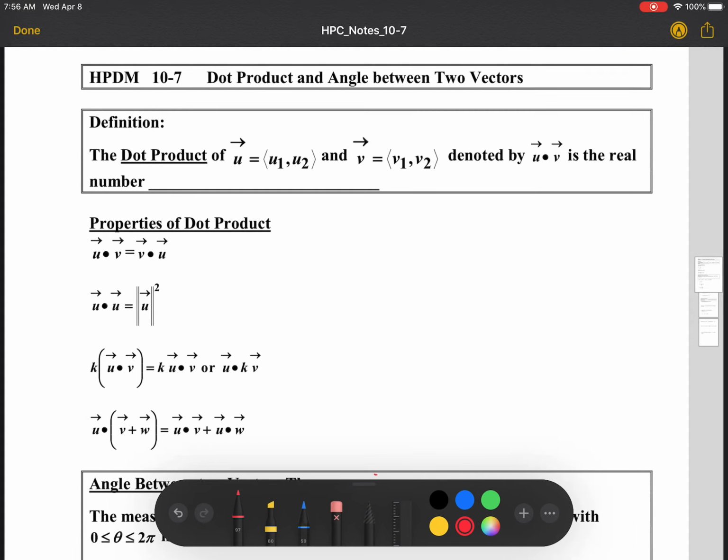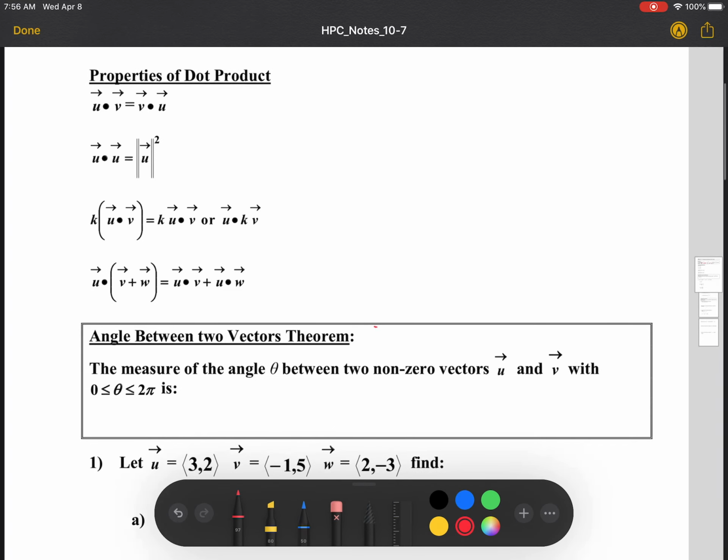It's denoted by u dot v, and it is a real number. We're going to do u1 times v1 plus u2 times v2. So we're multiplying our x components and our y components and adding them together. This should just give you one answer. It's not going to give you an ordered pair. It's going to give you just one numeric answer. Stick with me, we'll explain why later. So, properties of the dot product.